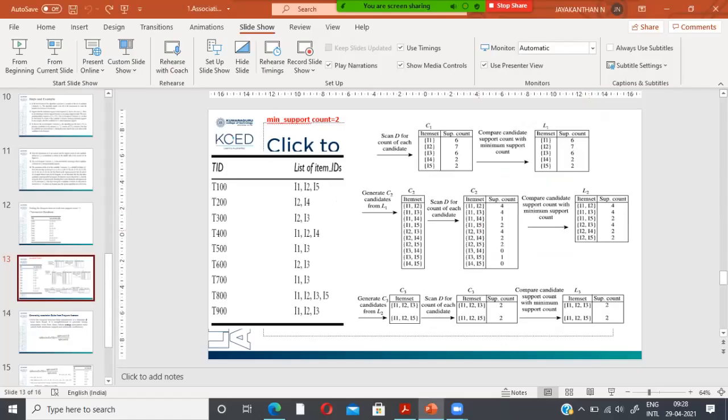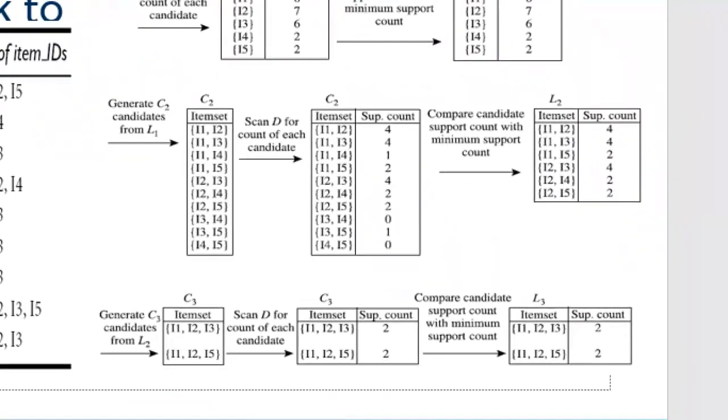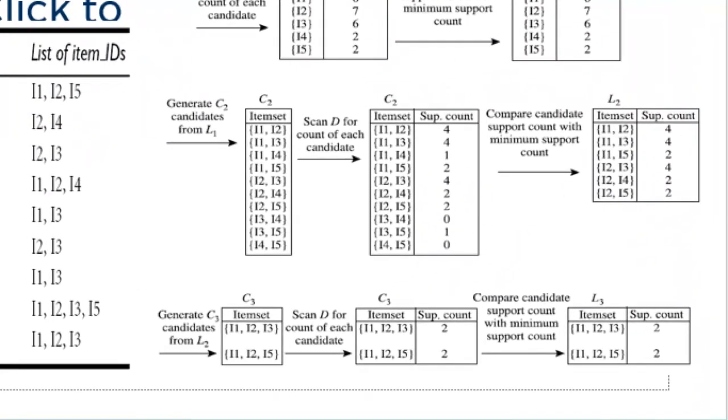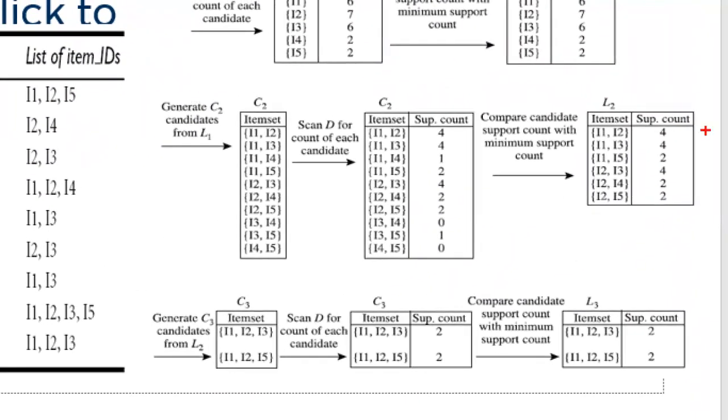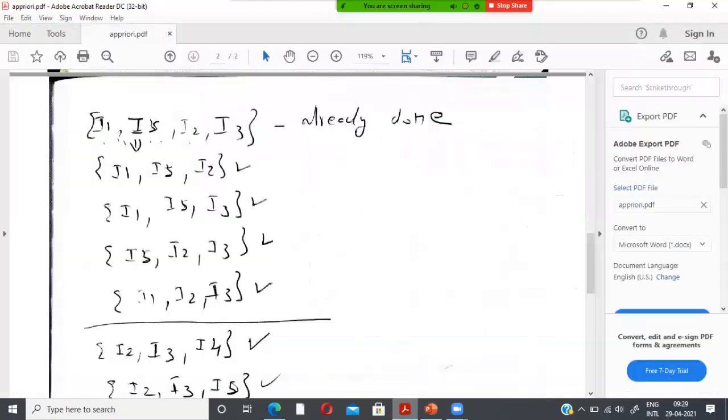So in this manner, we are generating L2. From L2, what are we supposed to do? We have to generate C3, that means 3-item sets. How to do this? Compare each item with the other items. In this way we are generating the 3-item sets. I will show it to you, how to do that.